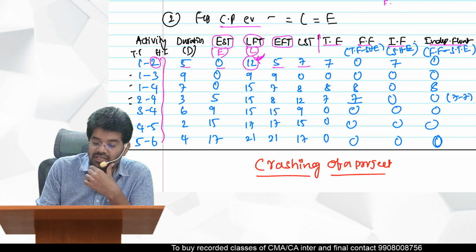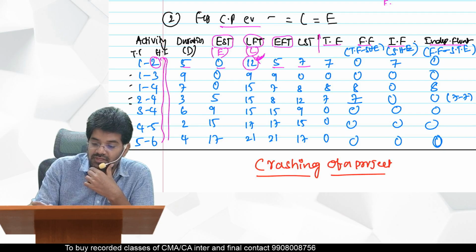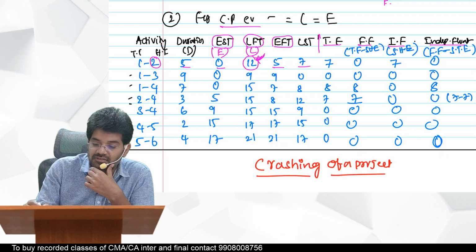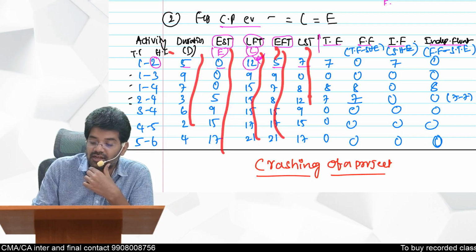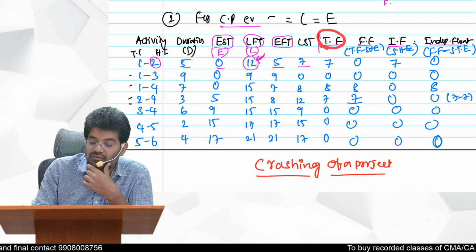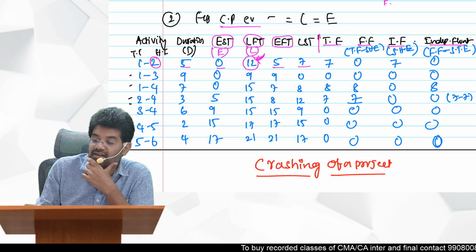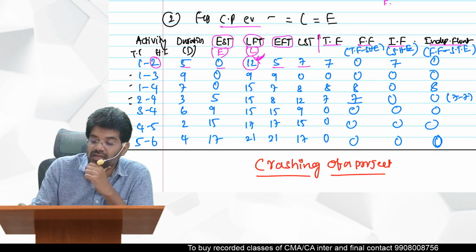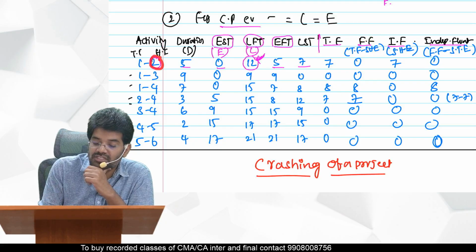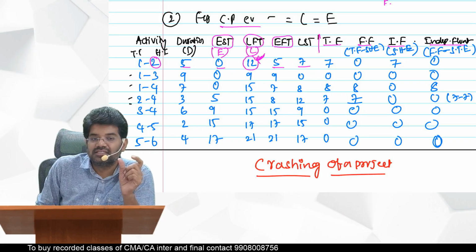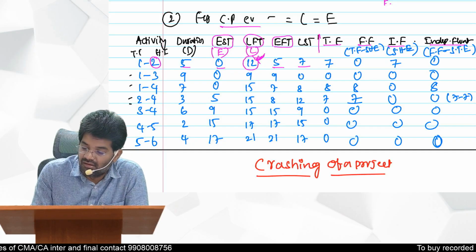So for each activity we already know the duration, earliest start time, E value and L value. EFT and LST we already calculated. Total float, free float, interfering float and independent float, everything is calculated. How do you get free float? Total float minus slack of head event. Here, what is the head event? 2 is the head event. So at 2 what is the slack we should take? 12 minus 5, 7. So this is the slack of head event.